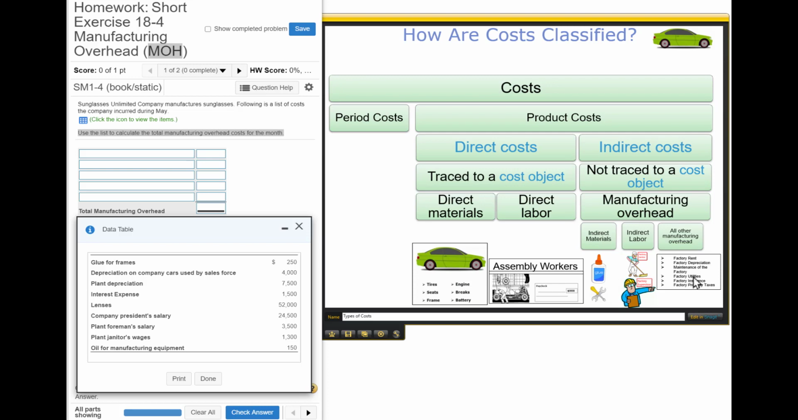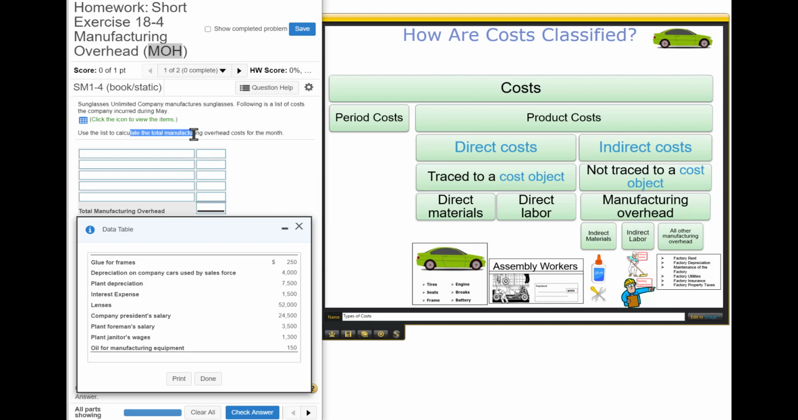That makes sense. Let's say you have a factory utility, like the factory insurance. You can't directly tie an insurance bill to see how much the insurance attributed to making a certain car. Also, some costs might be able to be specifically tied directly to a car, like glue, but the cost to figure out how many drops were used for a certain car is just not economically feasible. So we would consider that an indirect cost called manufacturing overhead instead of a direct material.